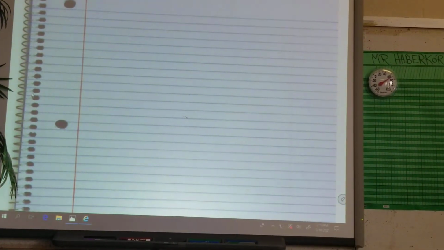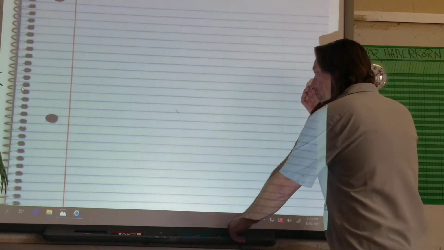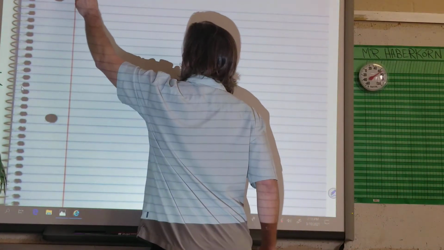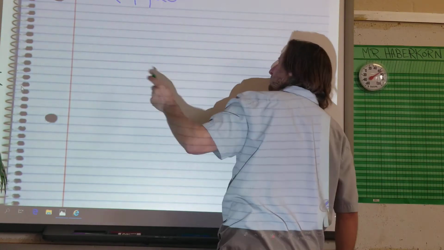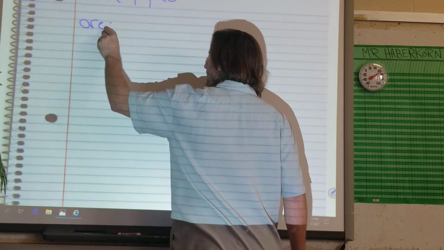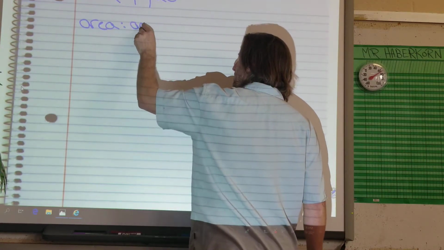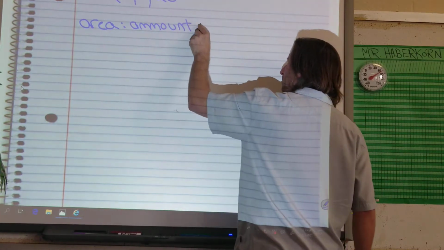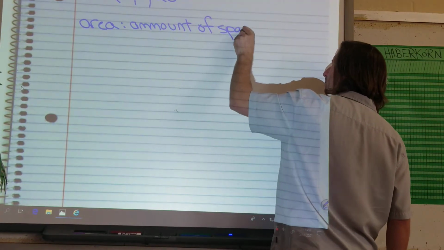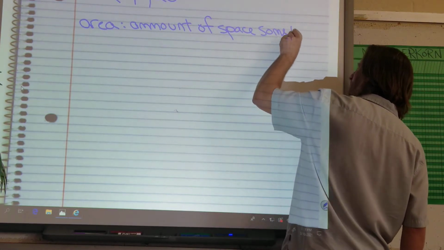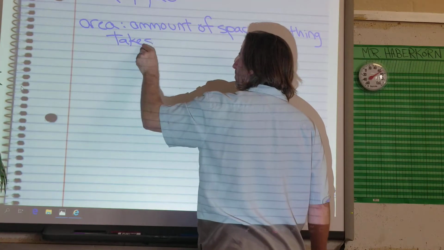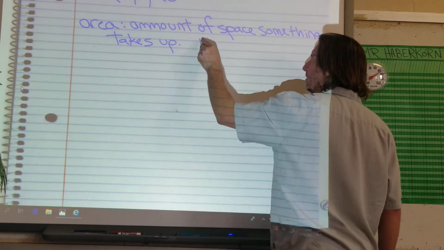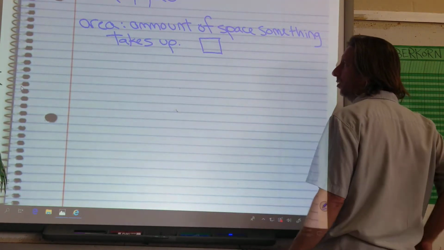It's been a while since we've had a video, so we're going to do a quick video on perimeter and area. So area is the amount of space something takes up. And it's measured in squares. All right, so it's measured in squares.